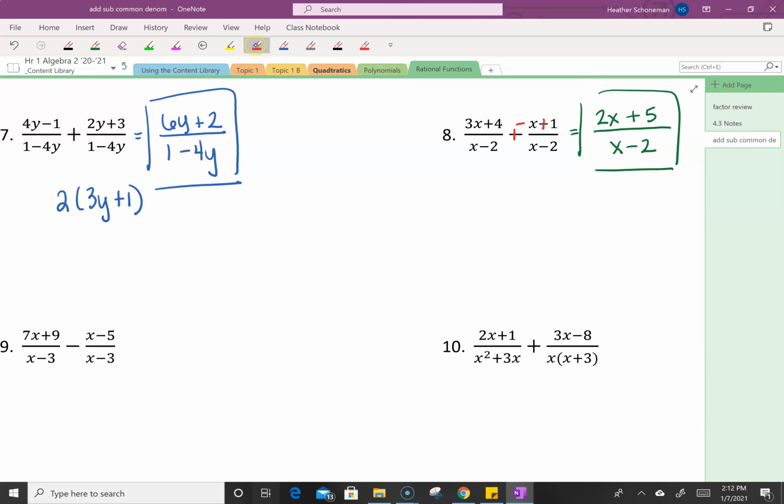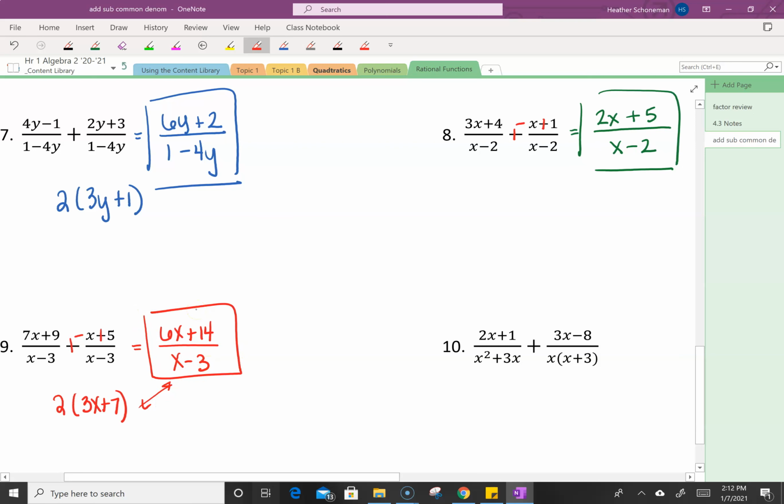Number 9. The denominator is the same, so I'm going to write x minus 3 on the bottom. And then for the top, because it's minus, I'm changing the signs, combining like terms, and I get 6x, 9 plus 5 is 14. Now the top does factor. I can take out a 2, but that's going to leave me with 3x plus 7. That will not simplify with x minus 3, so I don't need to write it that way.